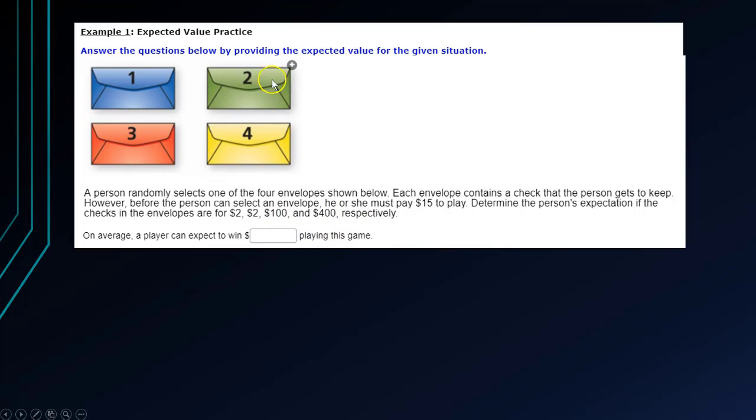Now, I don't know which color envelopes are in. It would be a random choice. But there's 3 outcomes with this. I have to keep in mind that I am paying $15 to play. So if I pay $15 and get a check for $2, I did lose money. If I get $100 or $400, that means I've gained money. So I've got to consider these when I look at these.